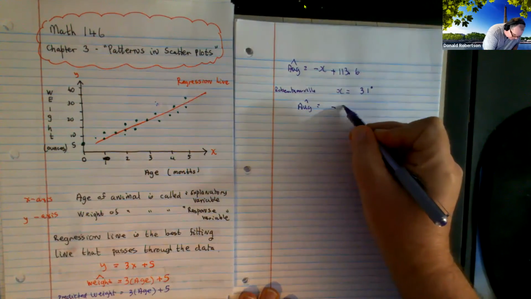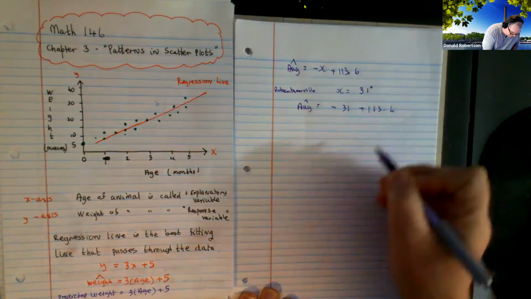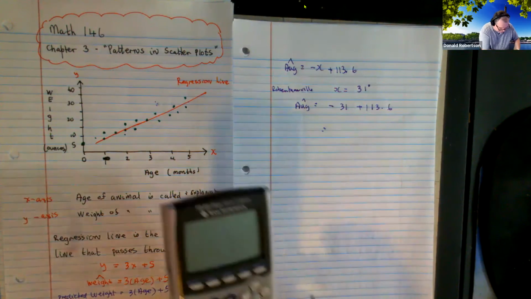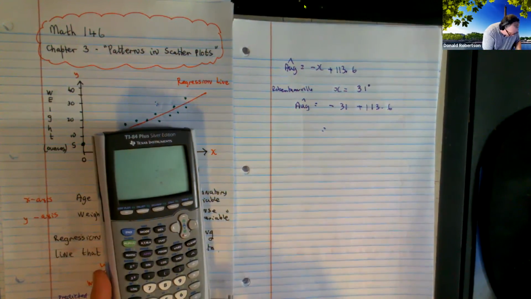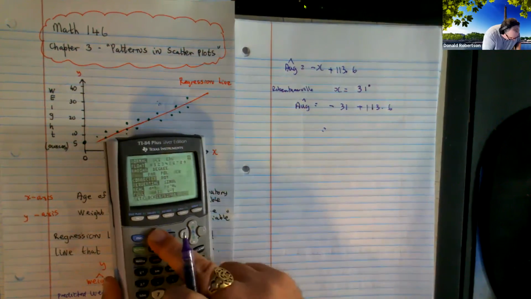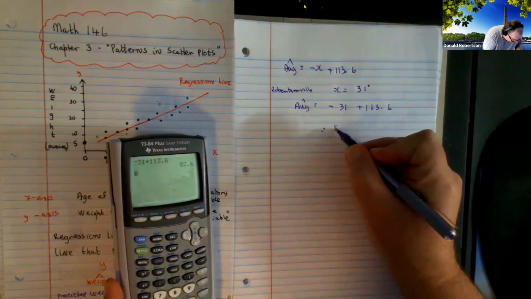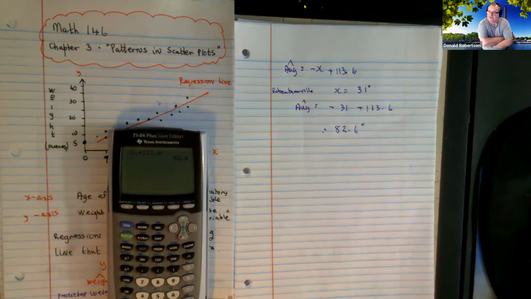Well, it will be negative X plus 113.6. So go to my calculator and just go negative 31, add 113.6. Helps when it's on. Negative 1, negative that guy, plus 113.6. And the answer we get is 82.6 degrees. Isn't that quite a nice summer average?